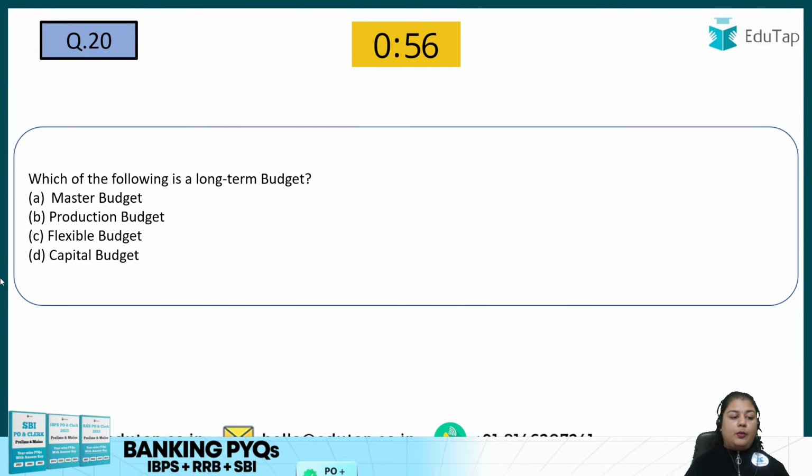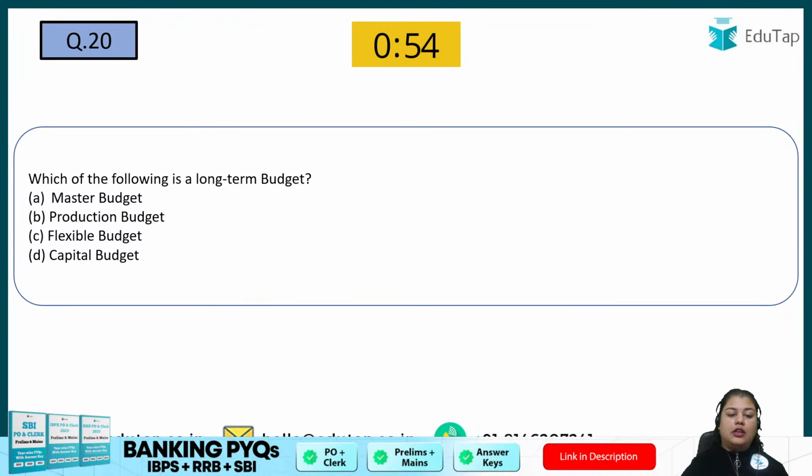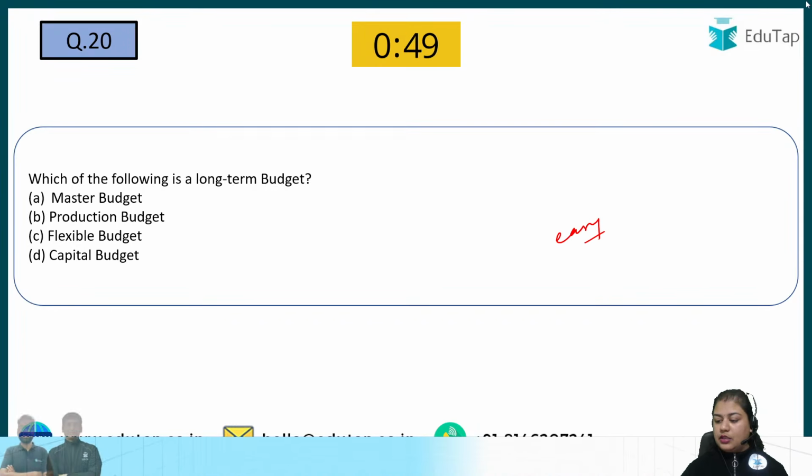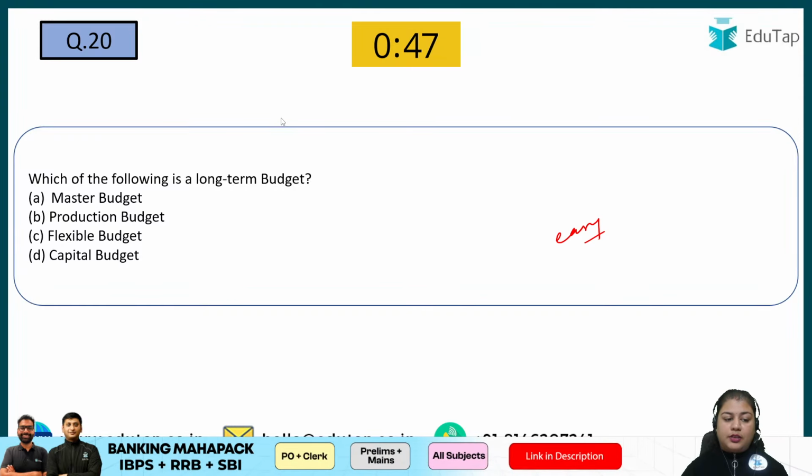Next, question number 20. Which of the following is a long-term budget? Again, easy question. Do we know this? What is called a long-term budget? Master budget, production budget, flexible budget, or capital budget.